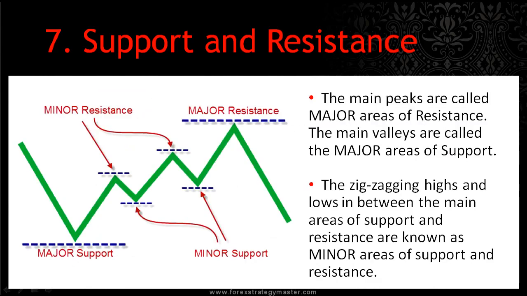The main peaks are called major areas of resistance. The main valleys are called major areas of support. The zigzagging highs and lows in between the main areas of support and resistance are known as minor areas of support and resistance. On the chart to the left, we can see the major resistance and the major area of support. And in between, as price is rising from support to resistance, we're going to make these little zigzagging minor areas of support and resistance along the way.